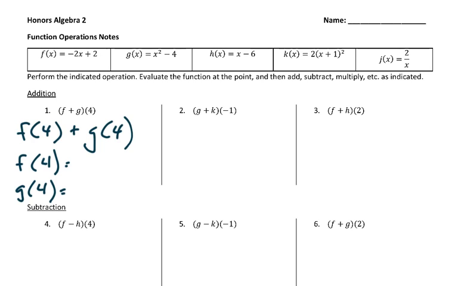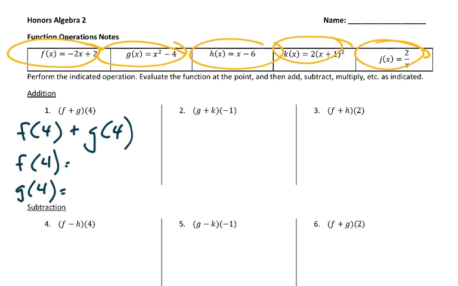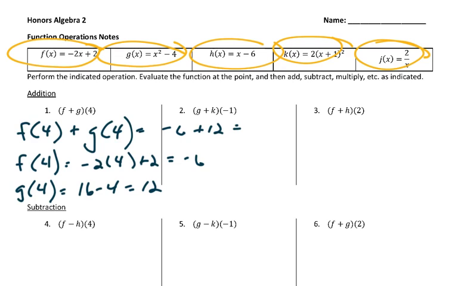F of 4, I'm going to plug in. Notice, please, that there are 5 functions, each named differently, sitting right here. So that's where you're looking when you want to do your math. F of 4, negative 2 times 4 plus 2 equals negative 6. G of 4, that would be 16 minus 4 equals 12. And then we add them together. Negative 6 plus 12, and we get 6. So that's all we're doing here.